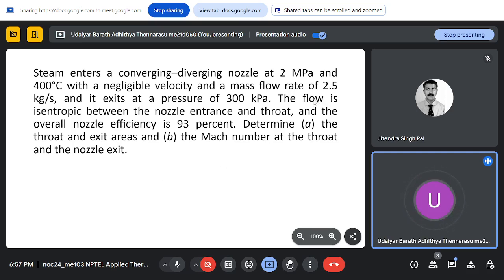Now they are saying that flow is isentropic between the nozzle entrance and throat, and the overall efficiency is 93%. A is to determine the throat and exit area, and B, the Mach number at the throat and the nozzle exit.